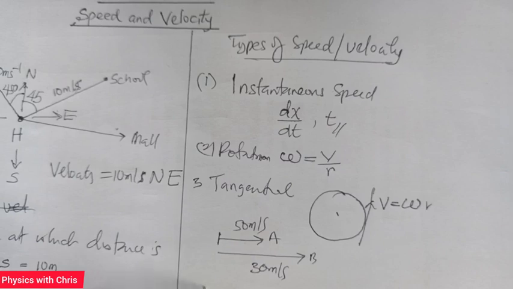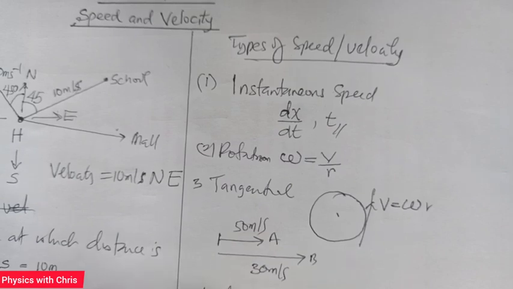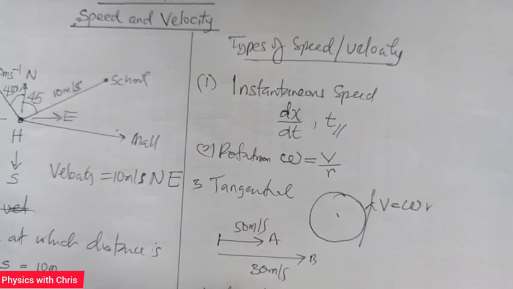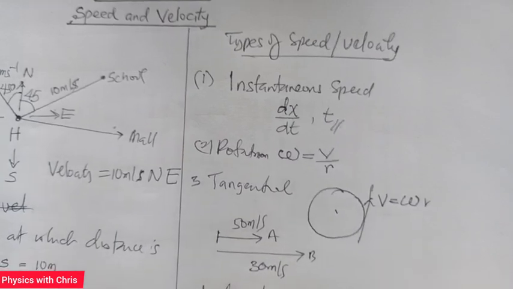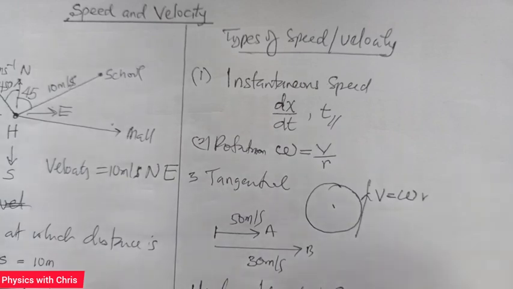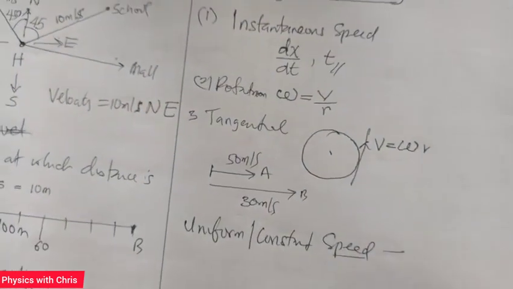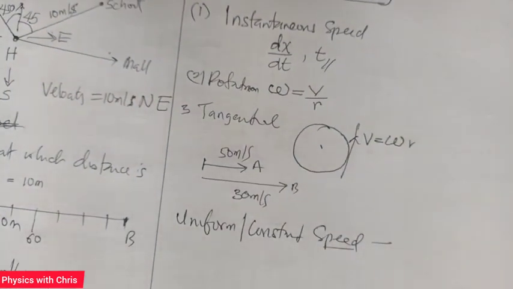Then lastly, we look at uniform. Another word for uniform is constant speed or velocity. Now, when you say the speed of a body is constant, it means the speed of the body does not change. It is not subject to change with time. That is, this speed does not depend on time. We call that uniform or constant speed.